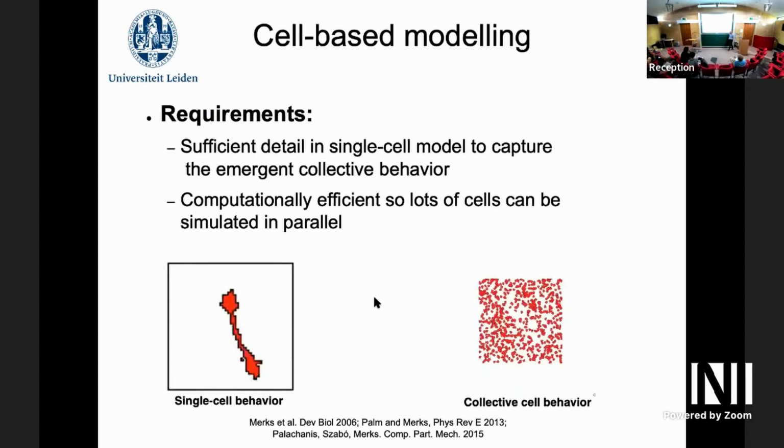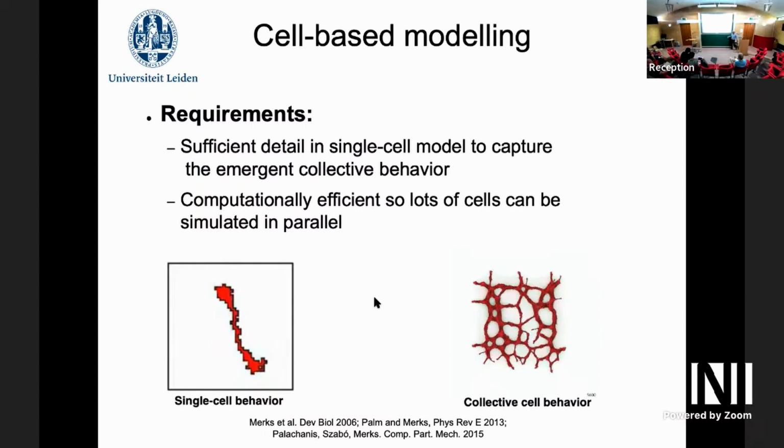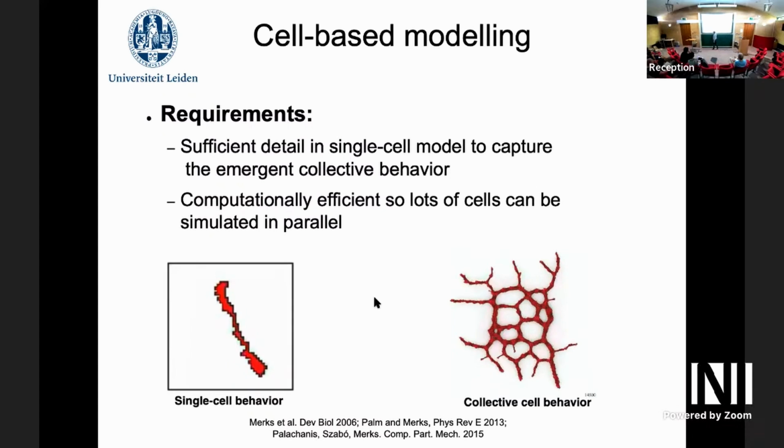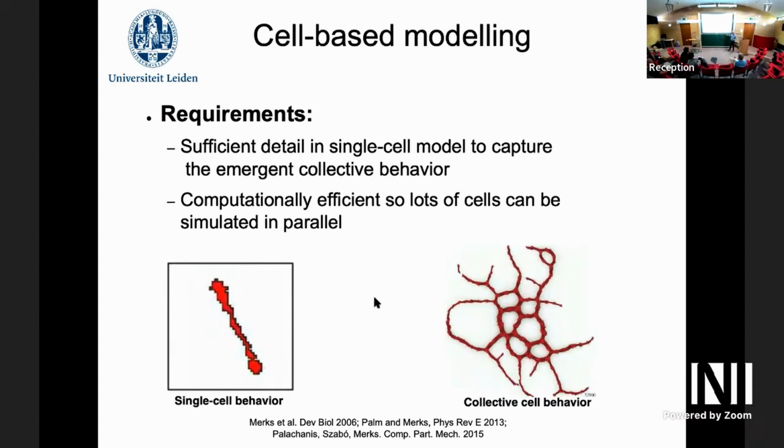In order to really go to the cell and multicellular scale, we need to put sufficient detail into our single cell models, so as to capture the emergence of collective behavior. But we should also have computationally efficient models in order to simulate lots of cells together. This is an example of that, where we have captured single cell behavior, in this case an elongated cell. This cell secretes some kind of chemoattractant and attracts other cells. And then out comes the collective behavior.